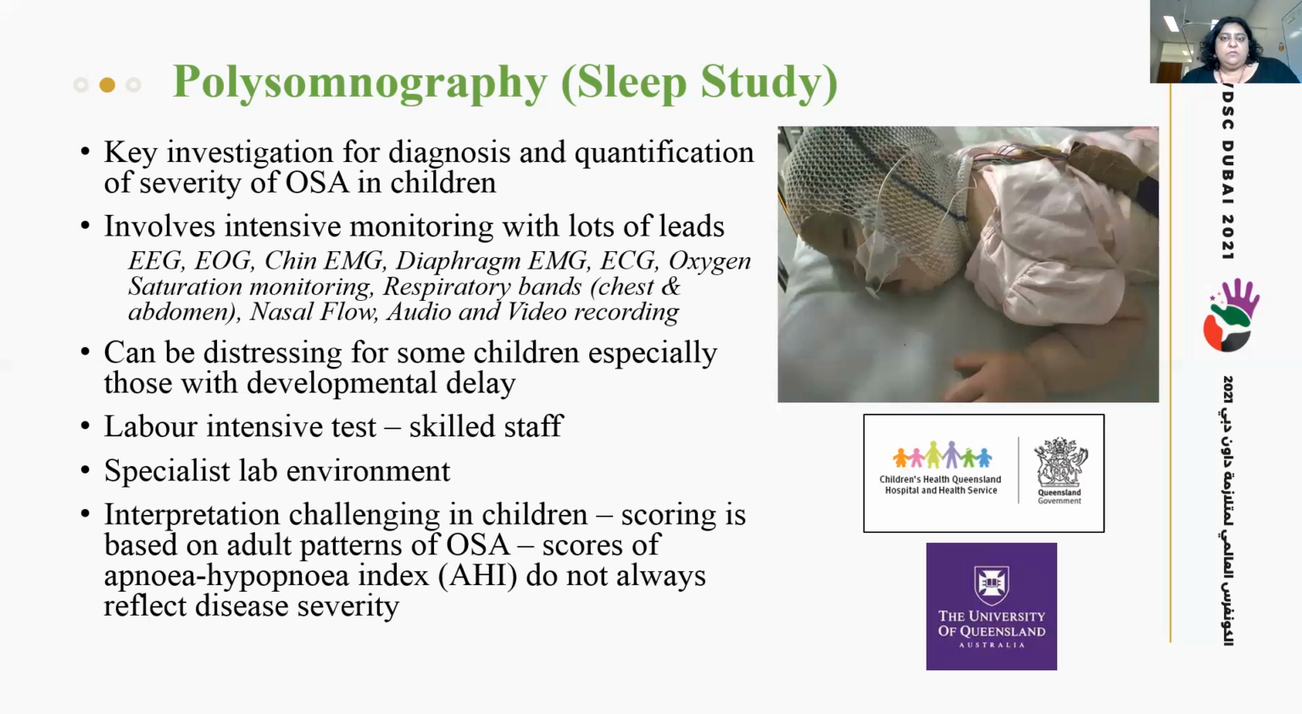The interpretation of polysomnography is also challenging in children. The scoring criteria for sleep studies is based on adult patterns of OSA and therefore not always reflective of disease severity in children. The main measure, the apnea-hypopnea index, does have limitations therefore in children.